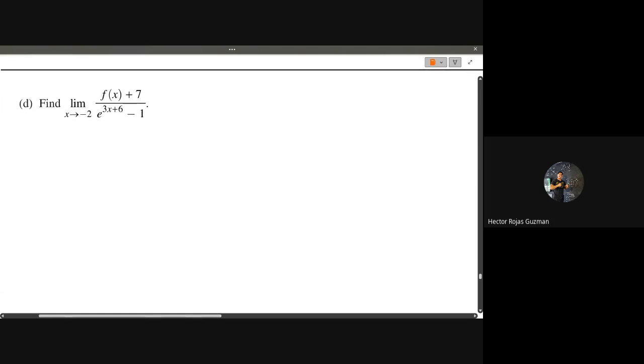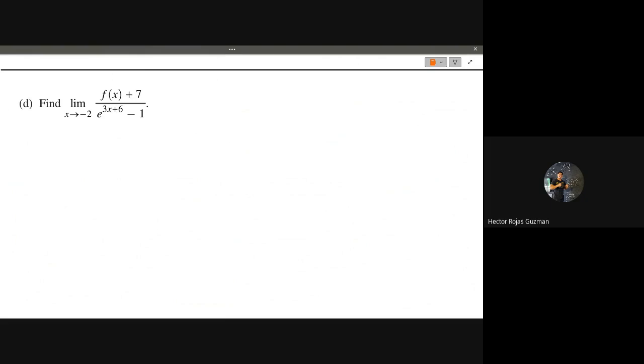D, find the limit as x approaches -2. First, you need to try to check the limit straight up. Some of you just went straight to L'Hopital's, but you don't always have to use L'Hopital's. So first, just plug it in. And don't forget the notation, because if you look at the rubric, you're only going to get 1 point maximum, even if everything is right, but you miss the notation.